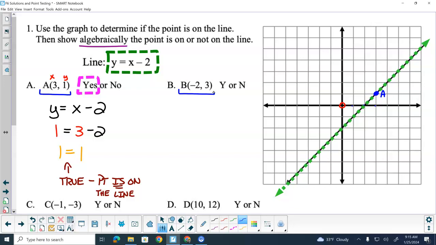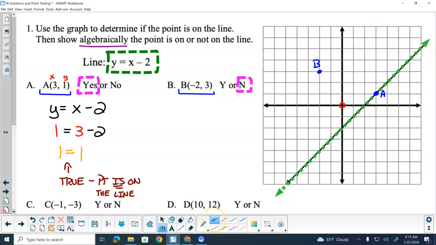Negative 2, 3 means I'm going to go which direction 2? Left 2, and then up 3. So left 2 from the origin, 1 and 2, up 3, 1 and 2 and 3. So point B would be right there. Is that on my line? No. So graphically, that's not on my line. So that's a no, not on my line.